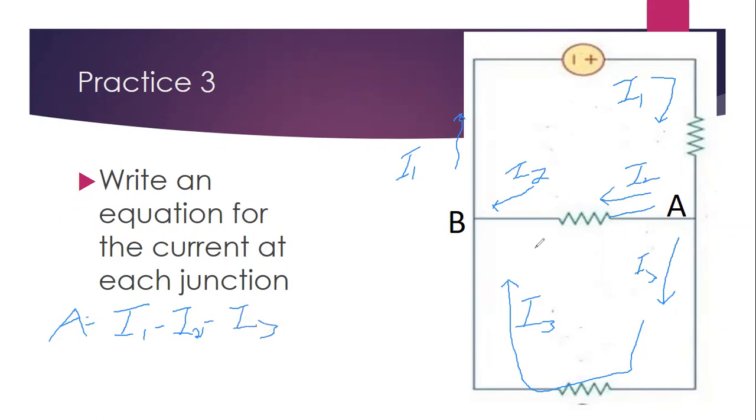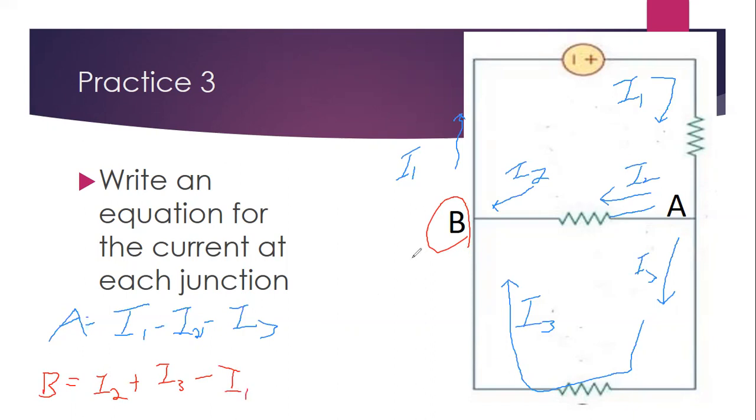Right? And then if we do B, what's happening at B? Let's be the exact opposite. At B, who's entering it? I2 and I3. And who's leaving it? I1.